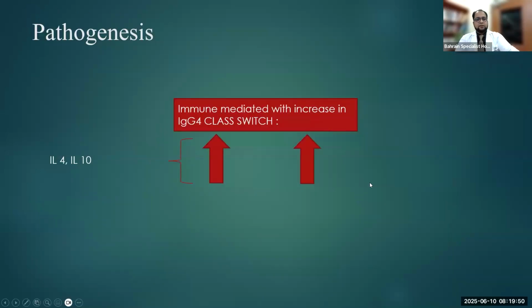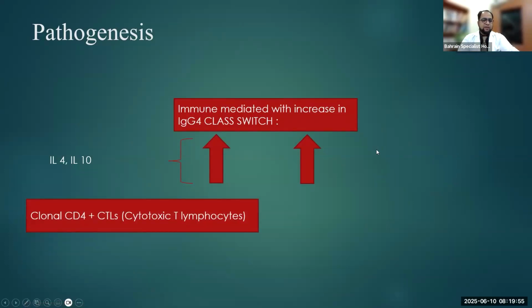So, what are the factors causing IgG4 class switching? The proposed hypothesis says that there are some clonal CD4 CTLs. What the immunologists have shown is that in IgG4 disease, there is a clonal proliferation of CD4 positive cytotoxic T lymphocytes. Normally, cytotoxic T lymphocytes are CD8 positive, but a few of the CD8 positive cells are showing CD4 positivity as well. So the hypothesis says that the activation of CD4 positive CTLs is one of the reasons for the class switch to IgG4 selectively.